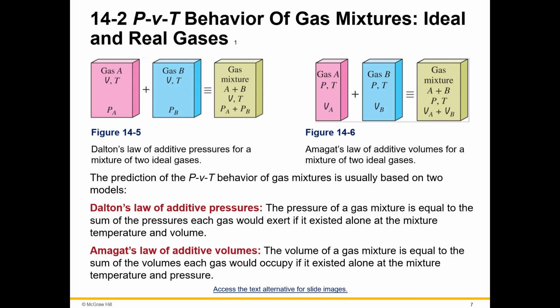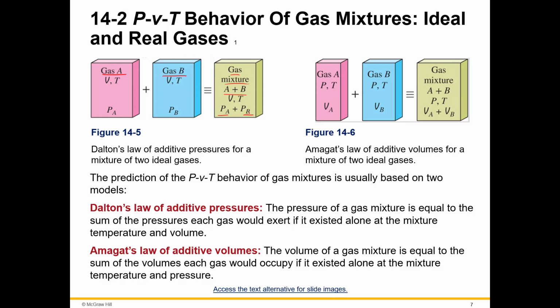So then when we get into ideal and real gases and the PVT behavior, so Dalton's law of additive pressure for a mixture of two ideal gases, this is it. So if you have gas A and gas B, the gas mixture is going to be A plus B, right? So you're just going to add them, and then PA plus PB. So just combining the two, right?